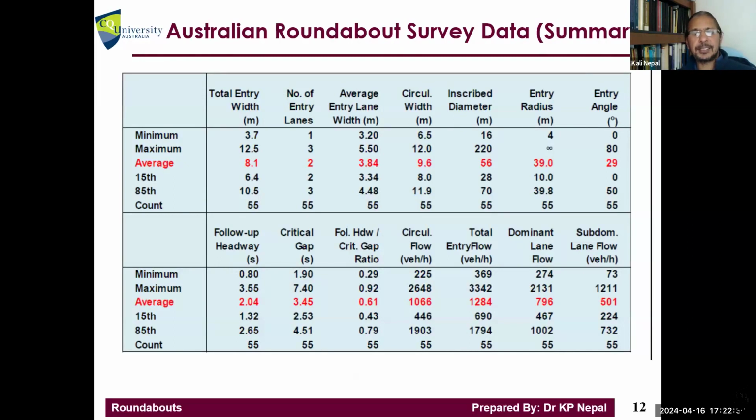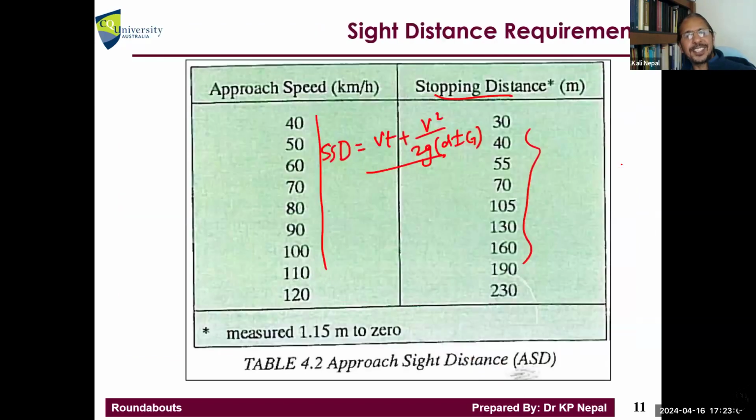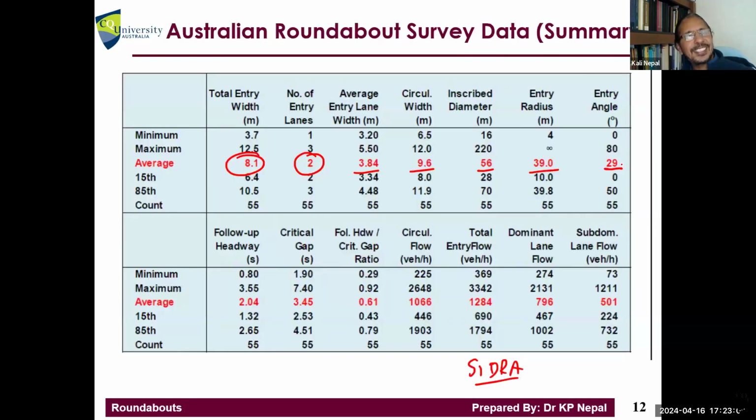So I took this data from Sidra. The Sidra guys have done a lot of geometry measurement around Australia. This is the summary. Look here: average entry width was 8.1 meters. Average number of entry lanes was 2. That's the entry width, circulating width, inscribed diameter, entry radius, and then entry angle. That's the average, sometimes with maximum and minimum. So they collected all the geometry data and presented it here. That's interesting. They have another one for multi-lane roundabouts as well. All right, let's do next.